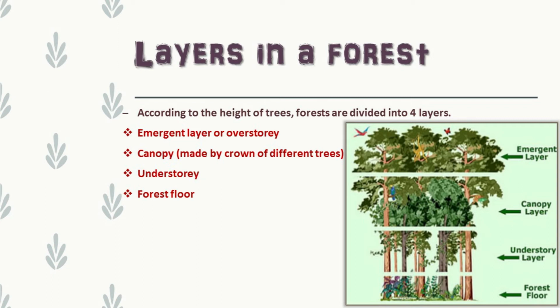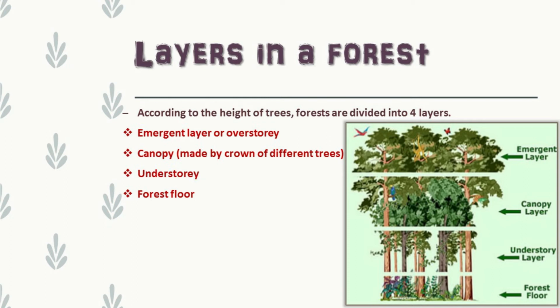Afterwards, canopy layer. Crowns of several trees make canopy. This is the primary layer and forms a roof over the remaining 2 layers. The trees of this layer have oval-shaped leaves. Many animals like snakes, toucans, and tree frogs live in this layer.